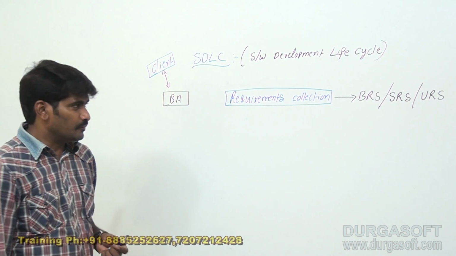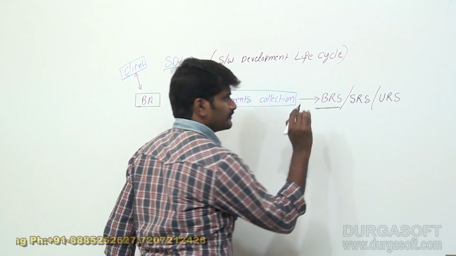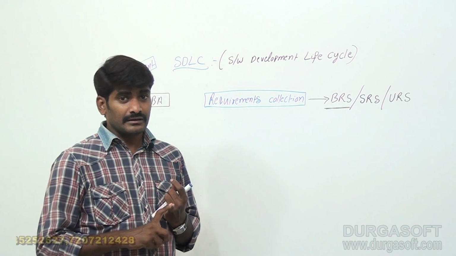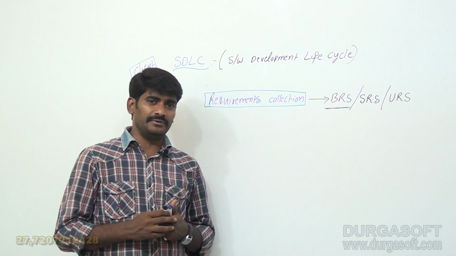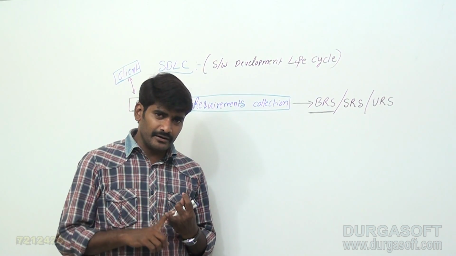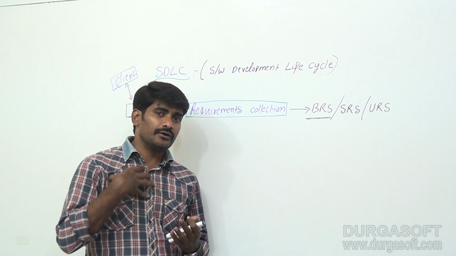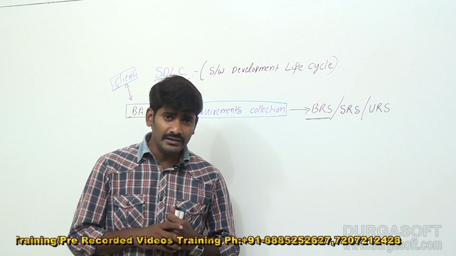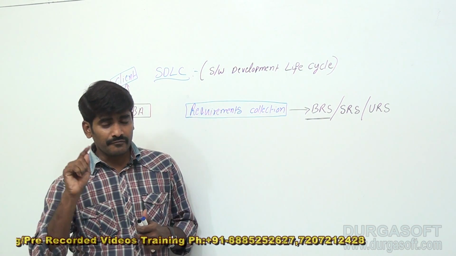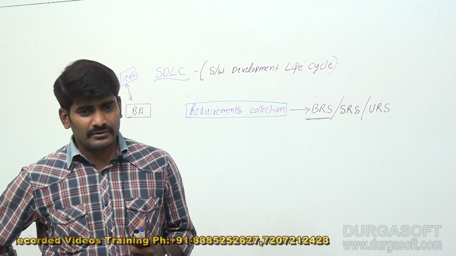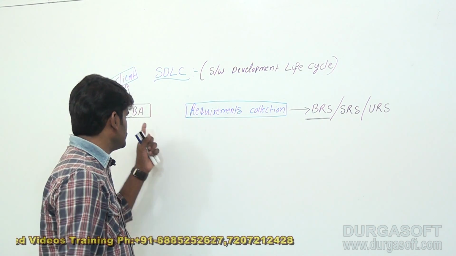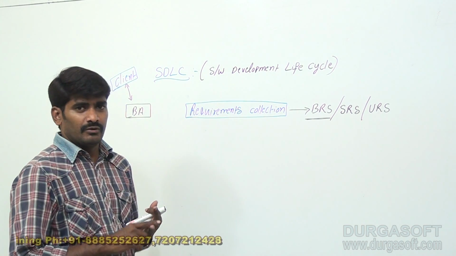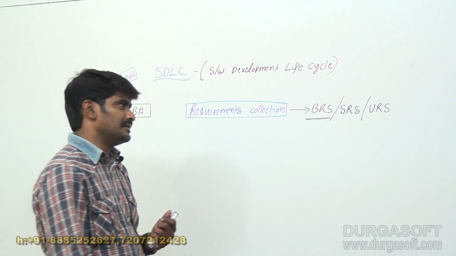So what data does it contain? BRS describes the client's main business needs and the purpose of the application we are going to develop. Is it a healthcare domain, a banking domain or insurance? What type of application, which domain, how many users are there for that application, and what are the required services for those users? Everything will be gathered in this BRS.